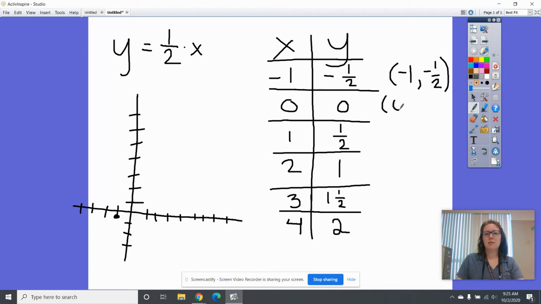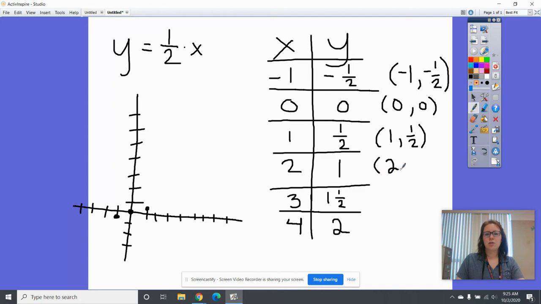This next point is 0, 0. That's nice and easy. That's the origin. And fun fact, for all proportional graphs, you should have the origin, 0, 0. The next one is 1, 1/2. The first number is always how far from side to side do I go. The second number is how far up and down. So I go to the right 1 because it's a positive 1, and I only go up a half. Notice I didn't go all the way up here.